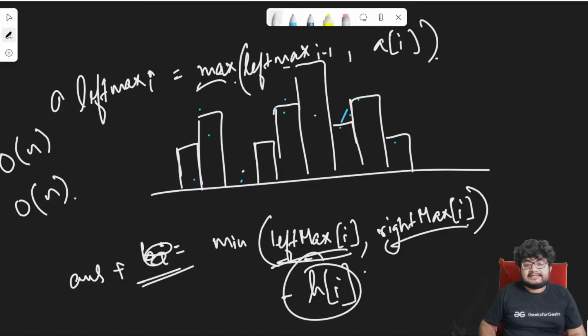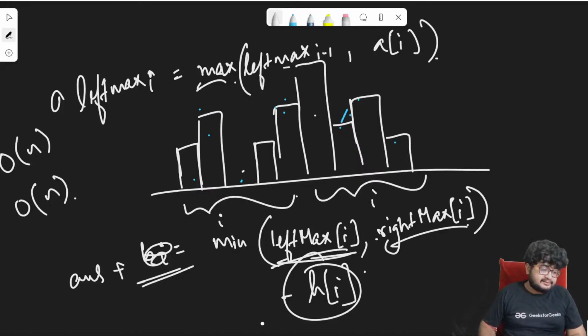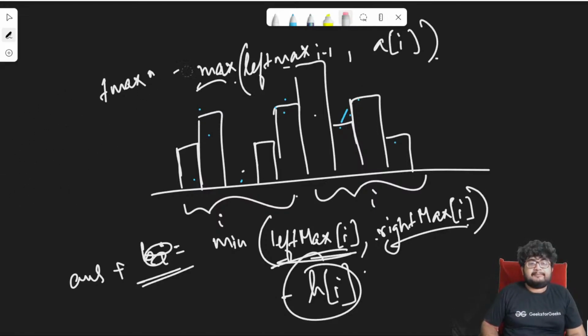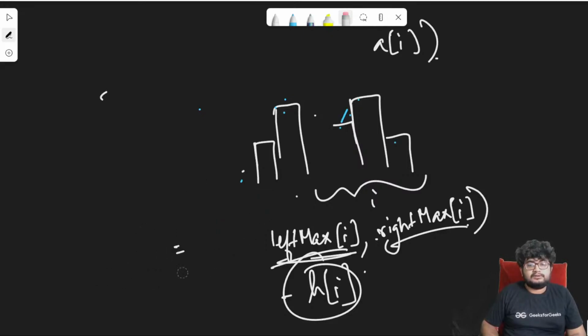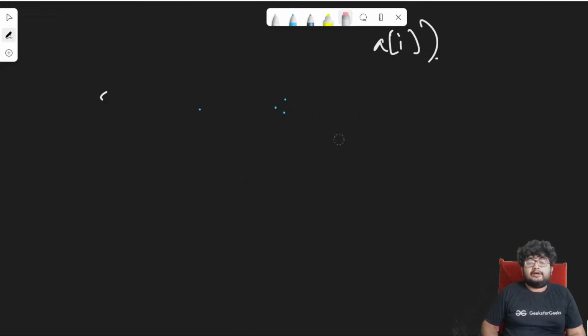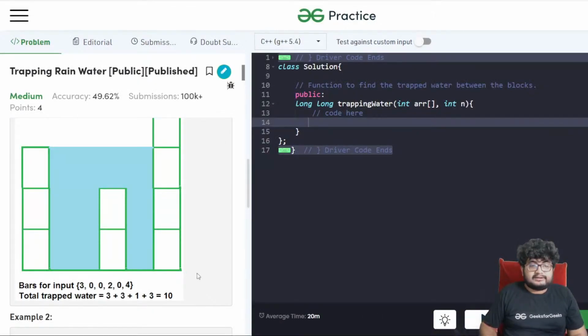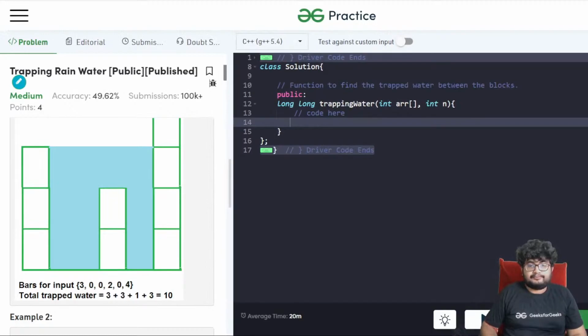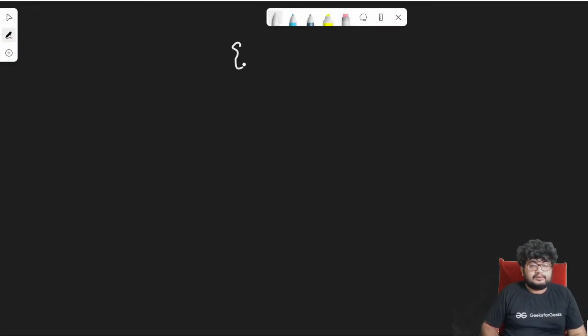I believe that you understand what is left max. It will store the maximum on the left hand side till I. Similarly, right max is the maximum till I on the right hand side. So if we take an example here, let's take an example here. Let me know if this is clear with you, and we'll also do an example here as well. So 3, 0, 0, 2, 0, 4.